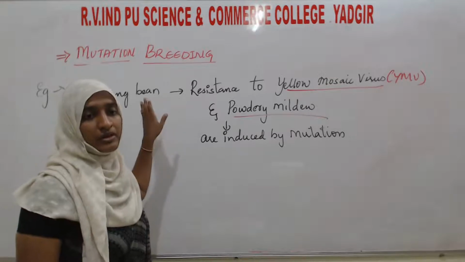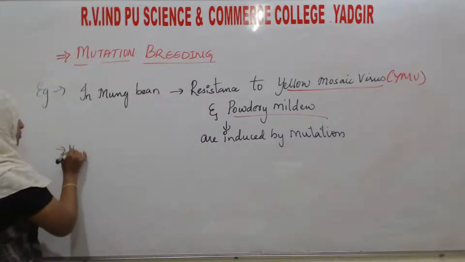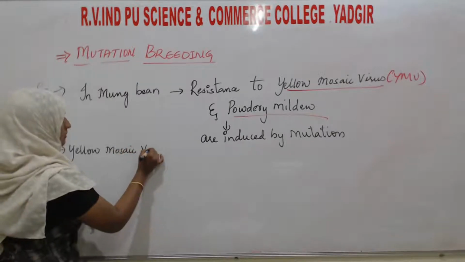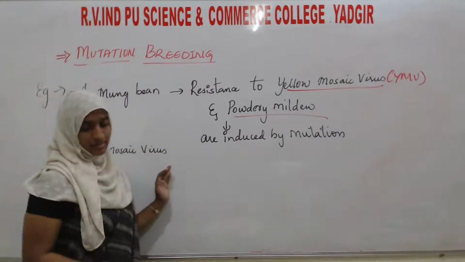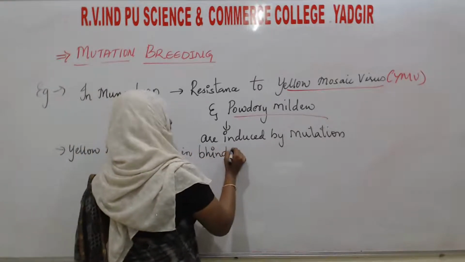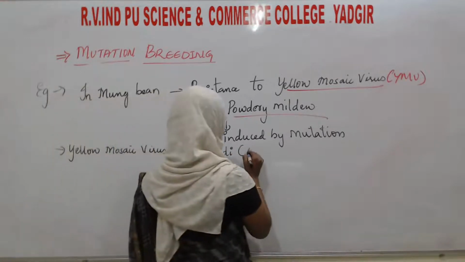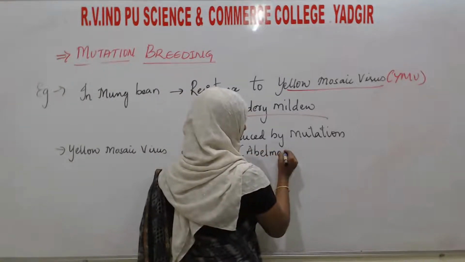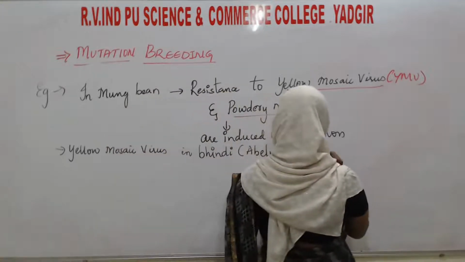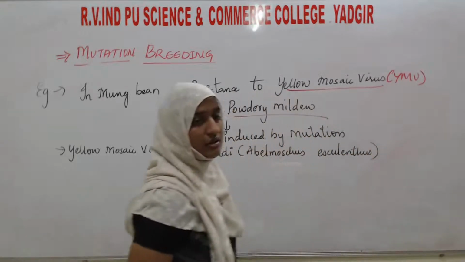One more example is resistance to yellow mosaic virus in bhindi. First we talked about moongbean, next we will see bhindi. Yellow mosaic virus in bhindi. And what is the scientific name of bhindi? Abelmoschus esculentus. This is the scientific name of bhindi.